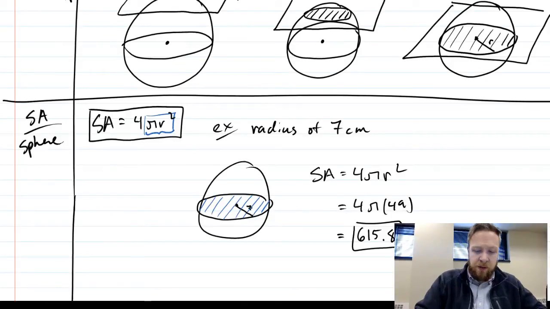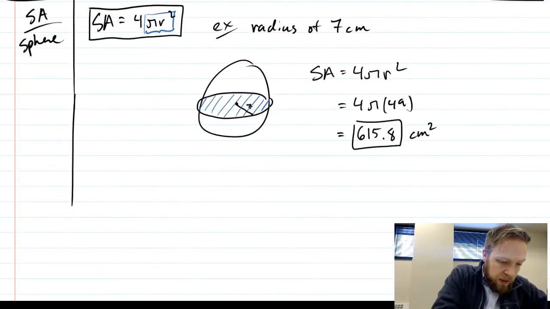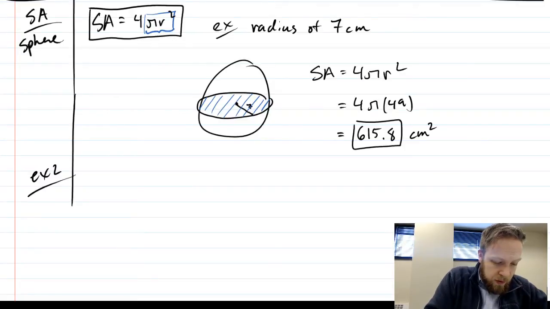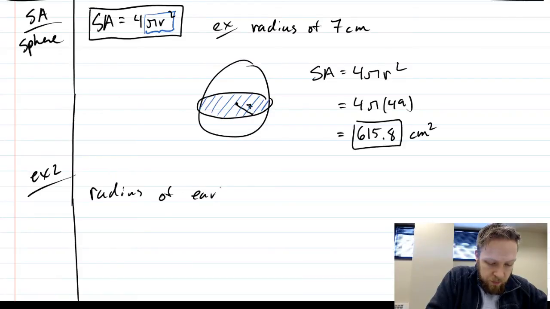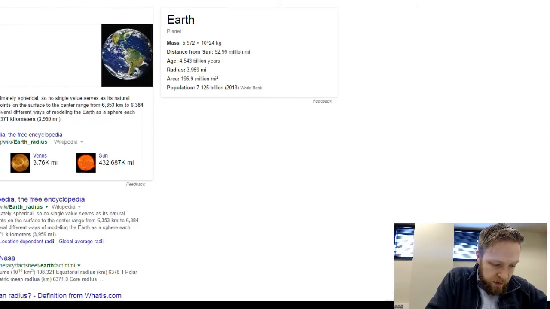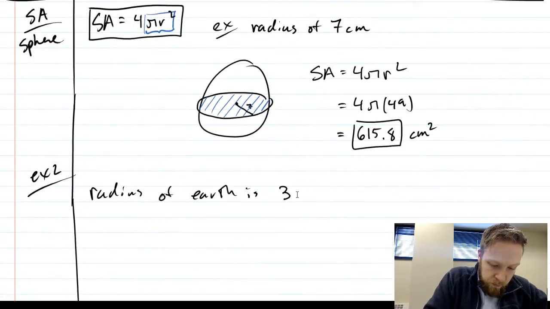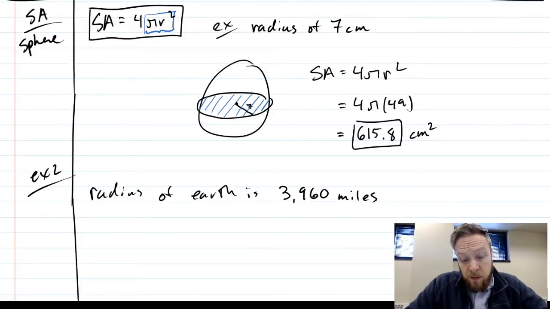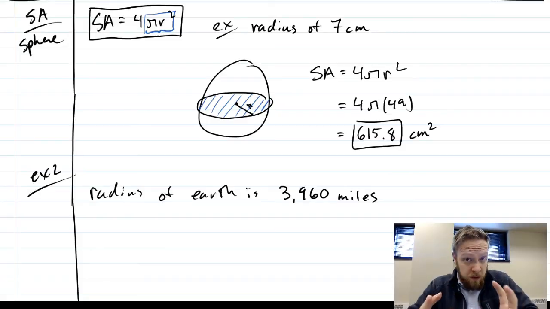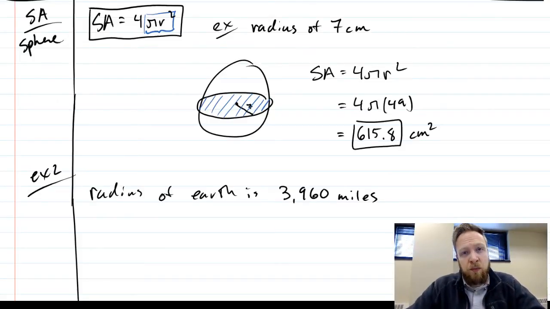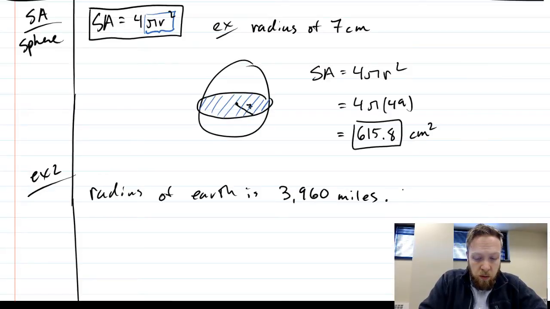So this is example 2. Example 2, the radius of the Earth is 3,960, about. I'm just rounding a little bit. And this is miles. Now you may know this about the Earth. The Earth isn't perfectly spherical, but it's close enough so that we can get a pretty good estimate. We want to know, what is the surface area?